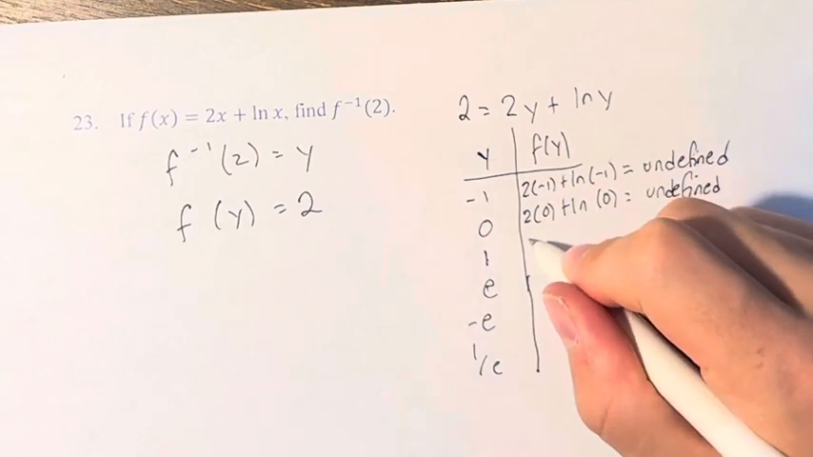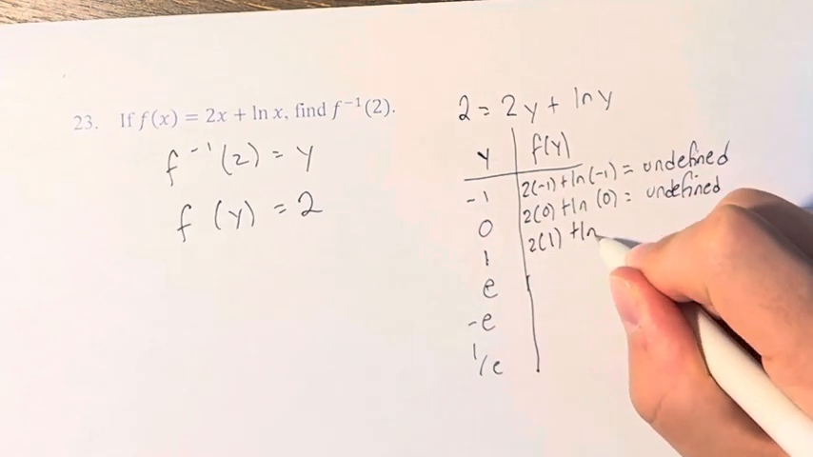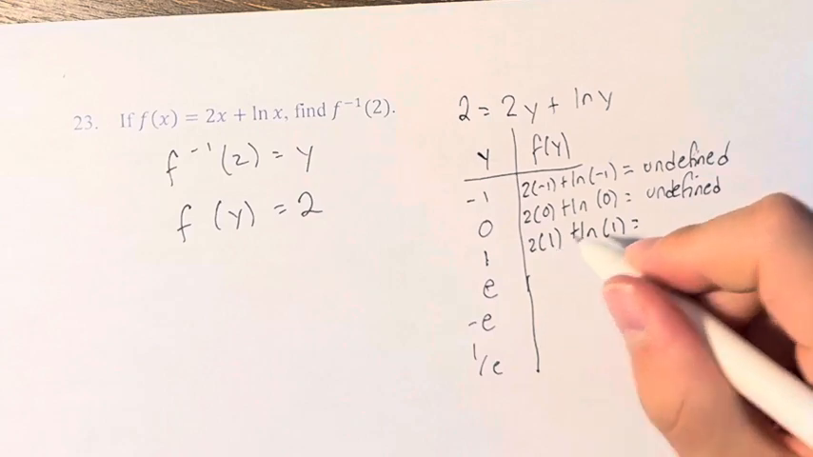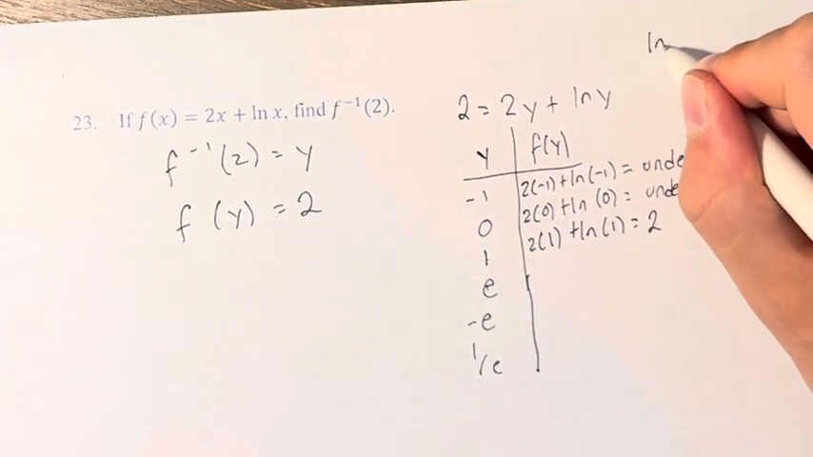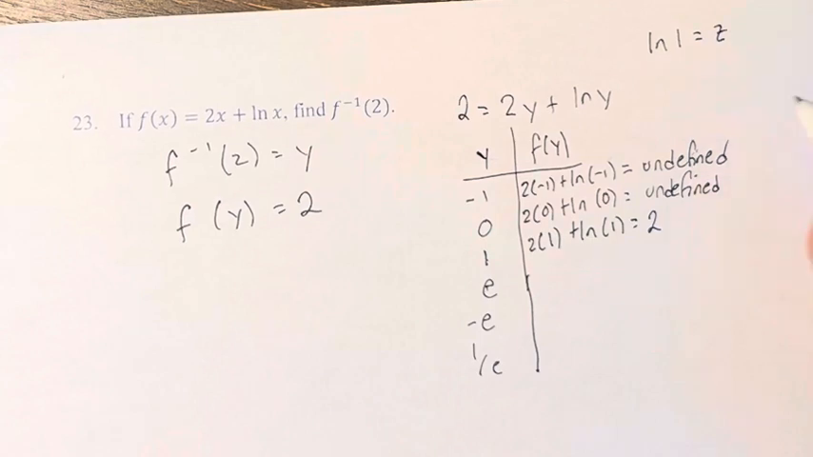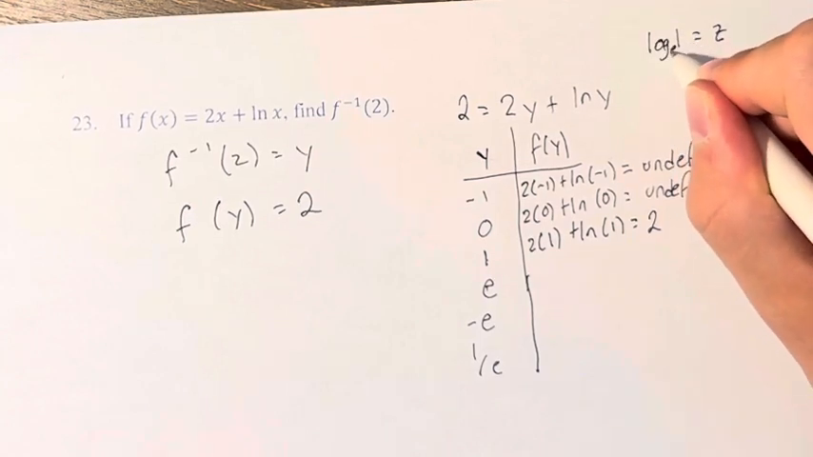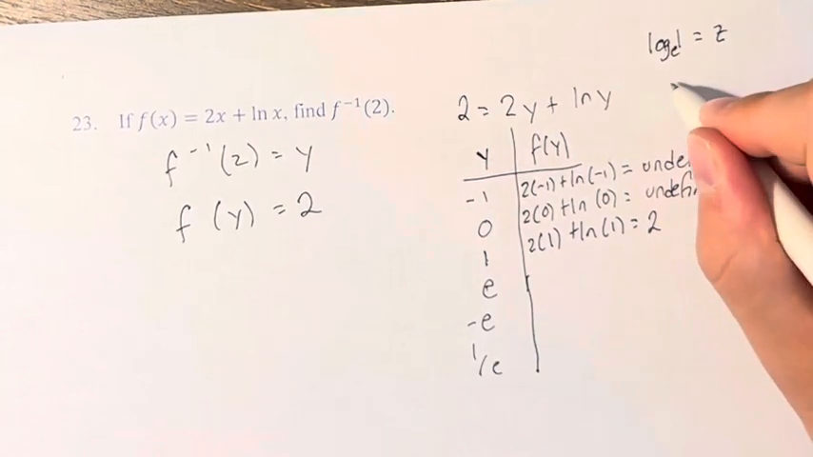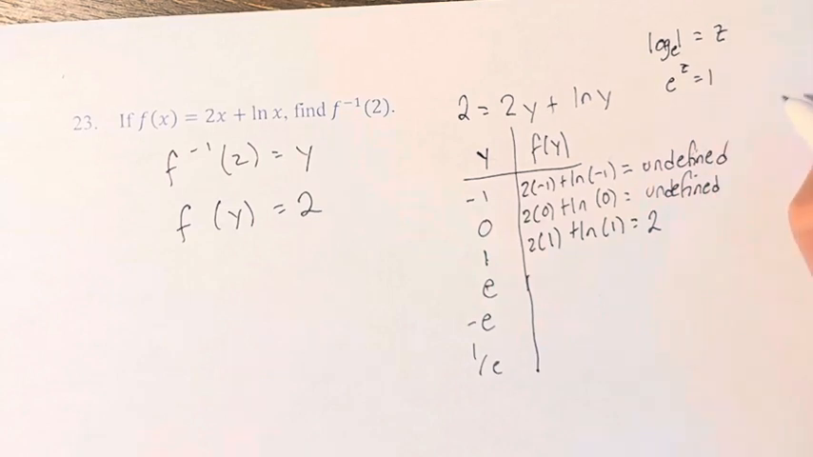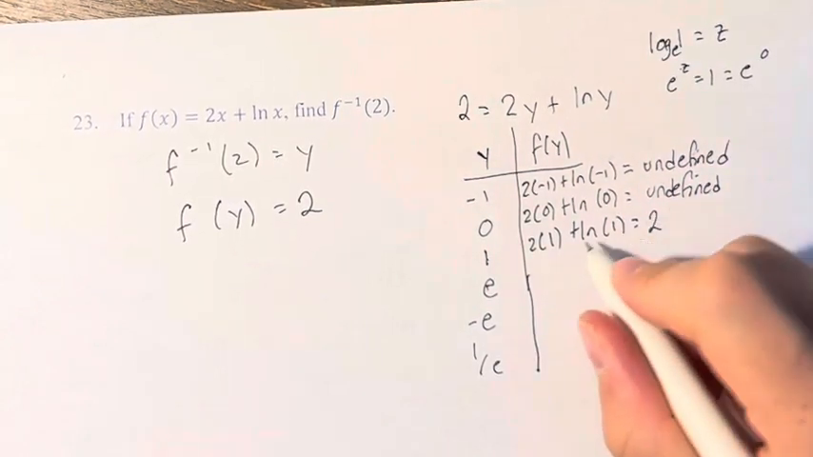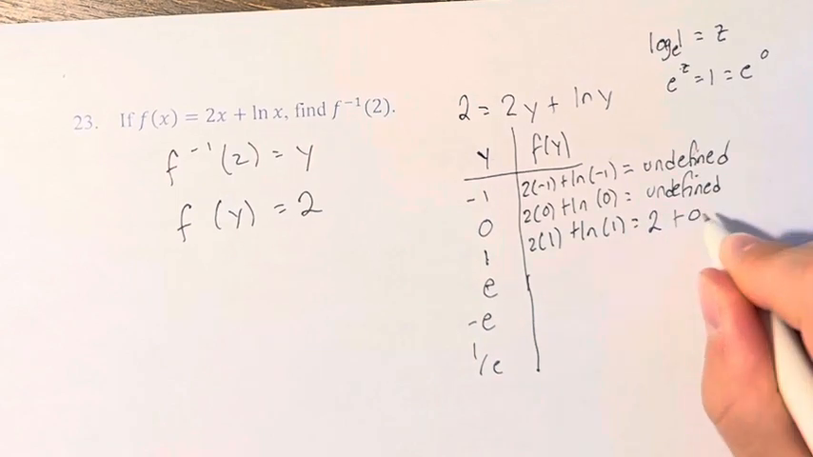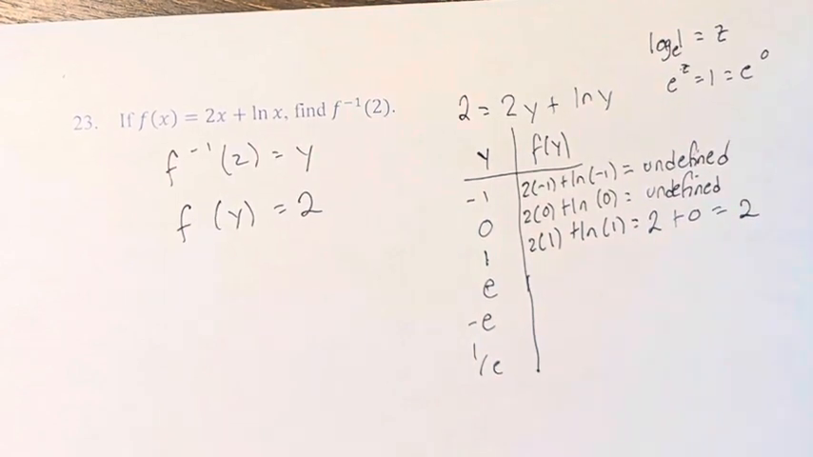So we keep going. 2 times 1 plus ln of 1 is equal to 2 times 1, which is 2, plus ln of 1. We can write it up here: ln of 1 equals z. Since this is log base e, that means e to the z has to equal 1, which is e to the 0. Therefore, z equals 0. So ln of 1 is 0, so 2 plus 0 is 2.